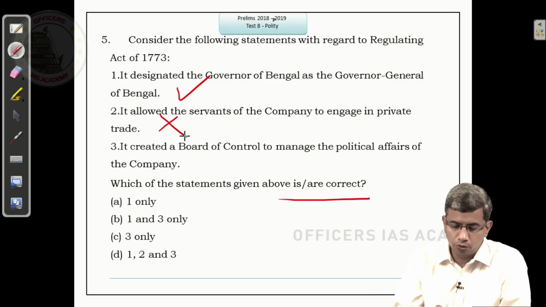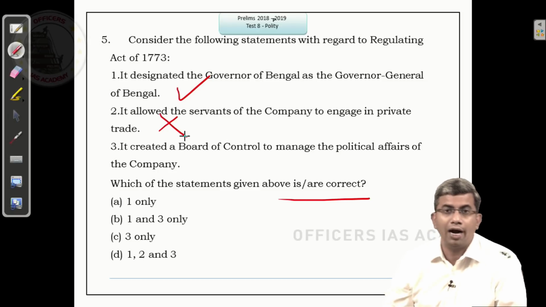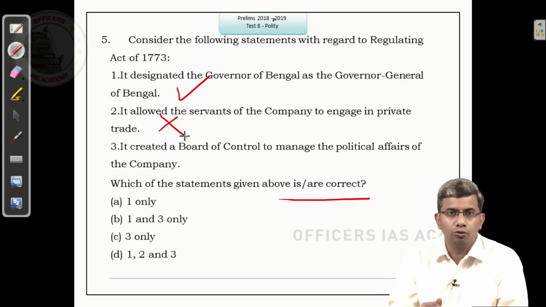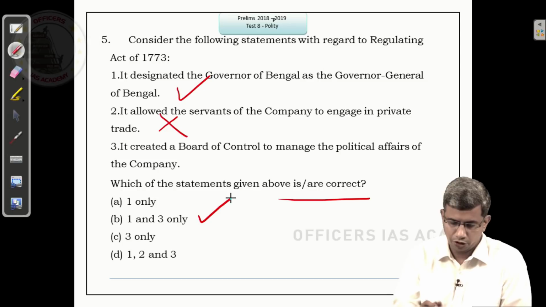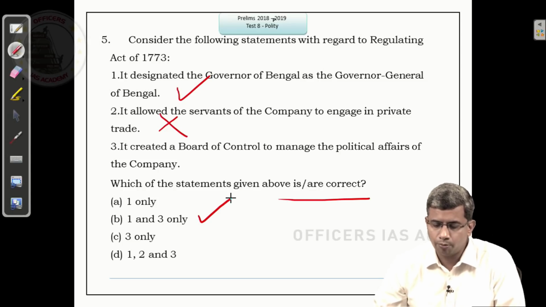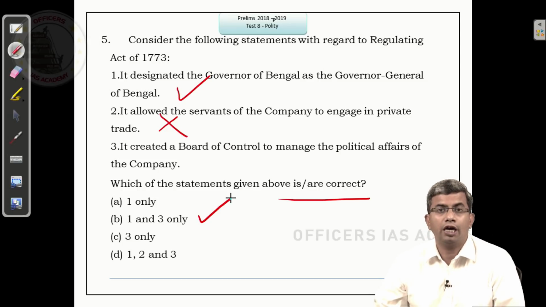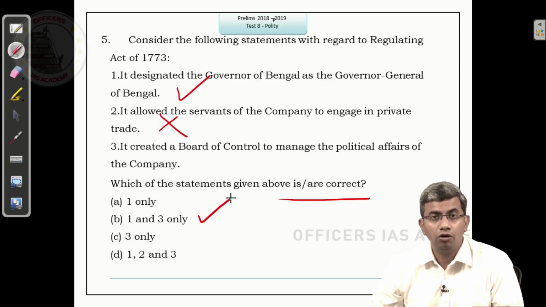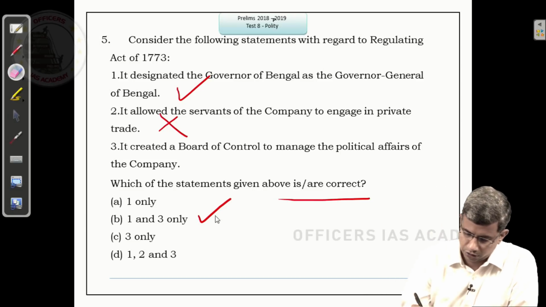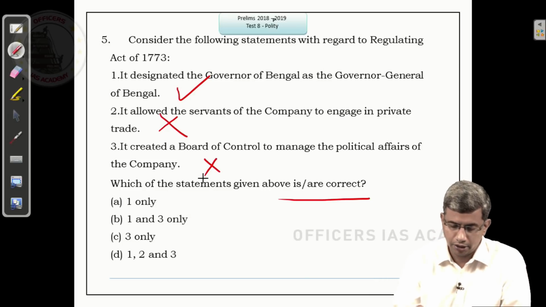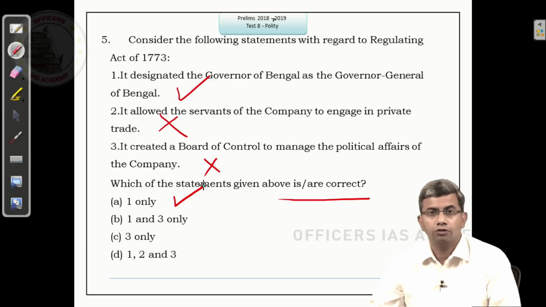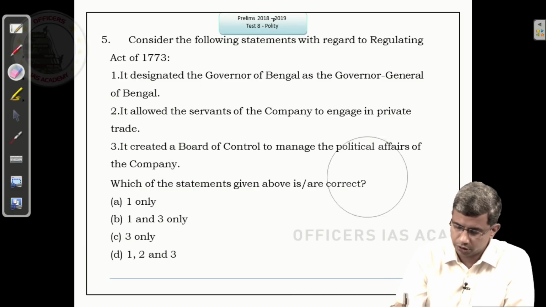So the moment you have chosen 1 to be correct and 2 to be wrong, you arrive at the answer, which is B. Sorry, you need to look at the third statement also. It created a board of control to manage the political affairs of the company. The board of control was constituted by the Pitts Act of 1784, not by the Regulating Act of 1773. So this is also a wrong statement. So the correct answer is A, 1 only. So that is the answer for this question.